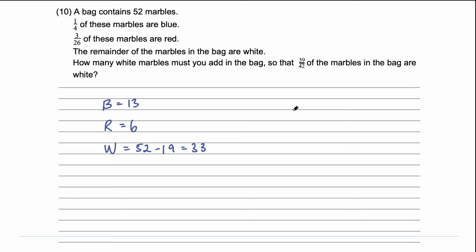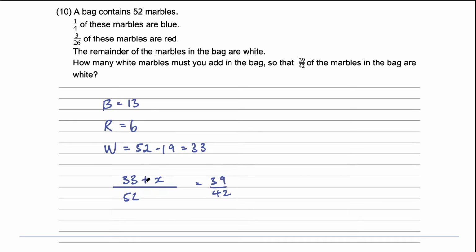Okay, so the next step is similar to the first question actually. So I think the most straightforward way of solving this is to create an equation, but you have to be careful because we need to add white marbles so that it equals 39 over 42. So that's what we need to finish with. We currently have 33 white marbles. So we could do 33 plus some number x divided by 52 equals this.